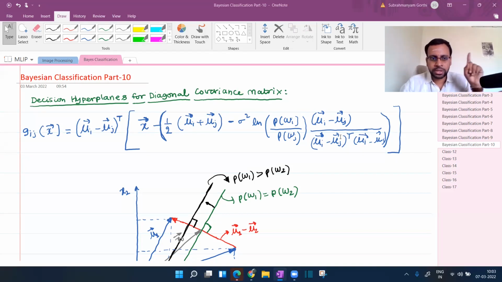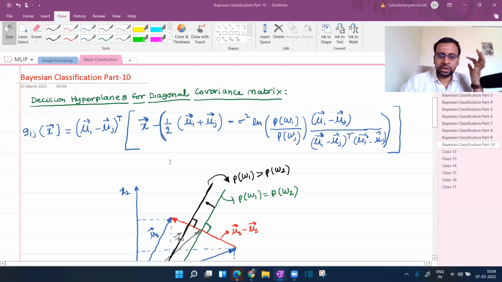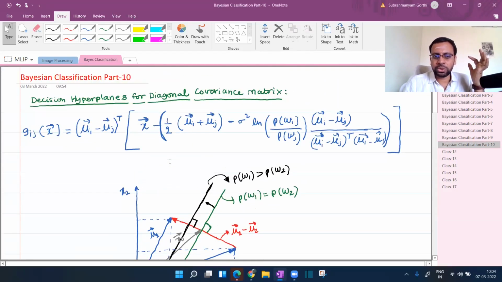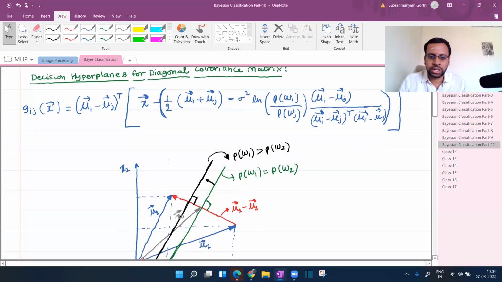That's one observation. The second observation here is that mu I bar minus mu j bar whole transpose into x bar minus x naught bar is 0. That means these two are perpendicular to each other. So you draw here, the decision hyperplane is given by x bar equal to x naught bar, and that is perpendicular to mu I bar minus mu j bar whole transpose.